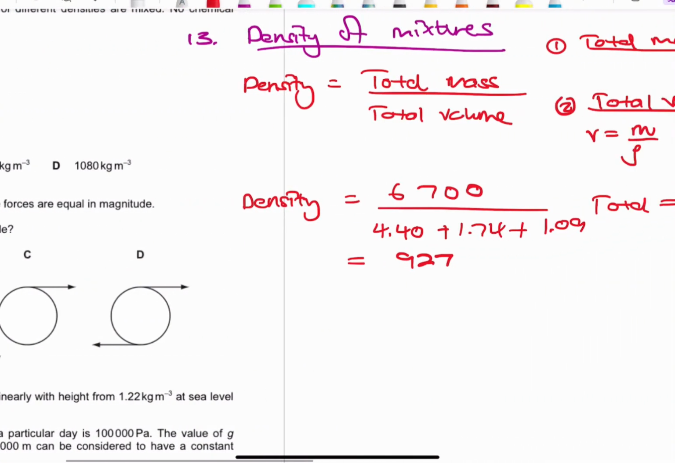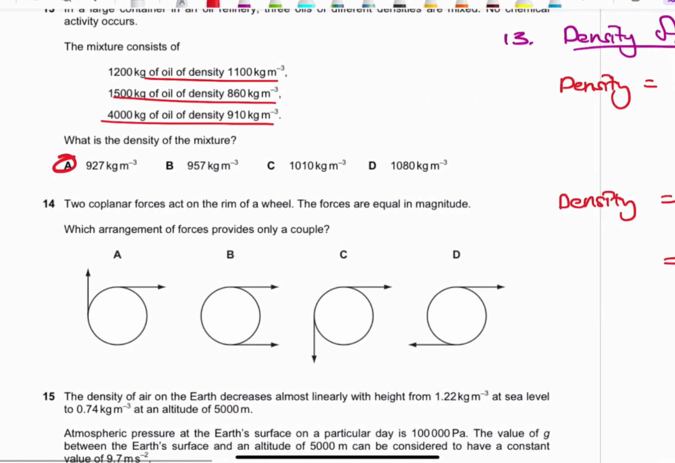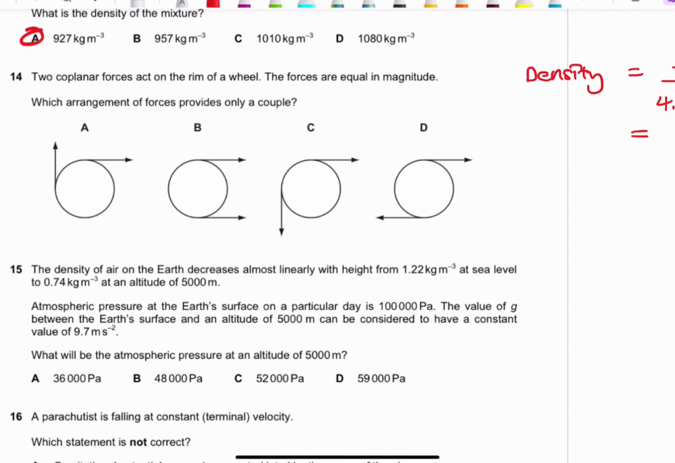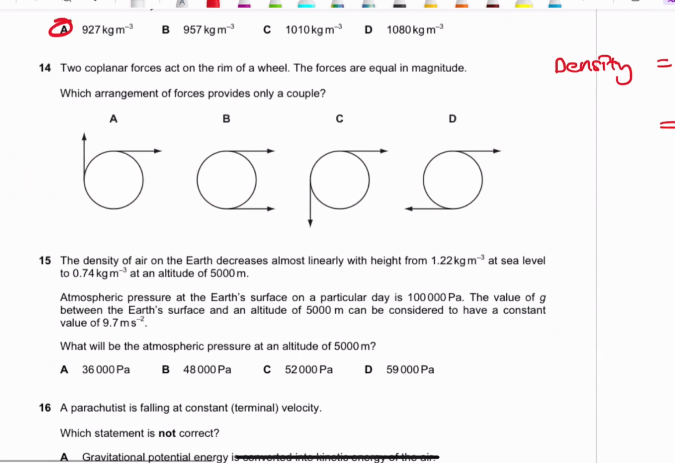So density of mixtures, you only need one formula. Find the total mass, divide by the total volume, and you get an answer. Very important. Question 14. Two coplanar forces act on the rim of a wheel. The forces are equal in magnitude, right? So which arrangement provides only a couple?